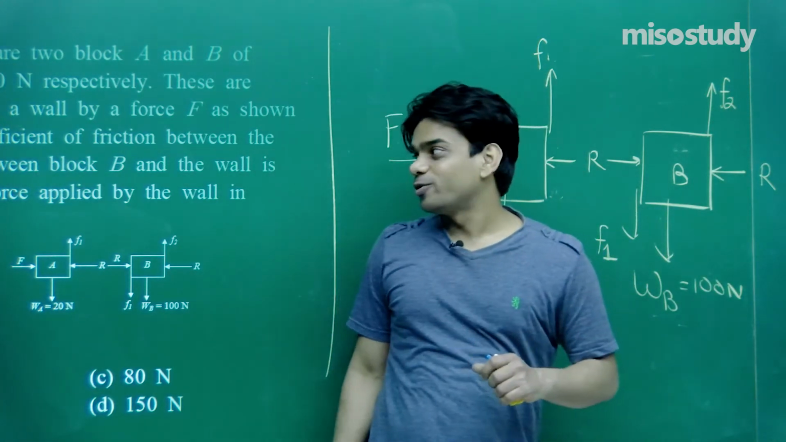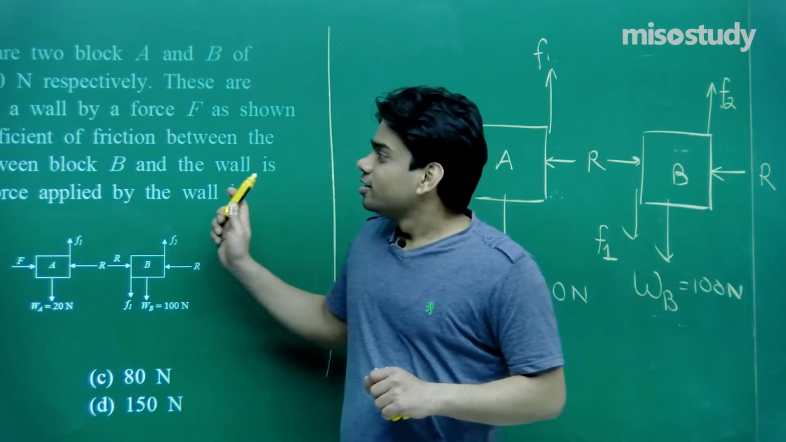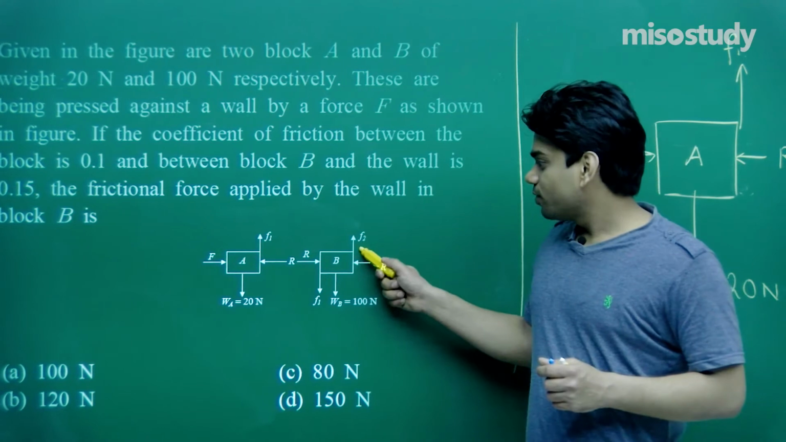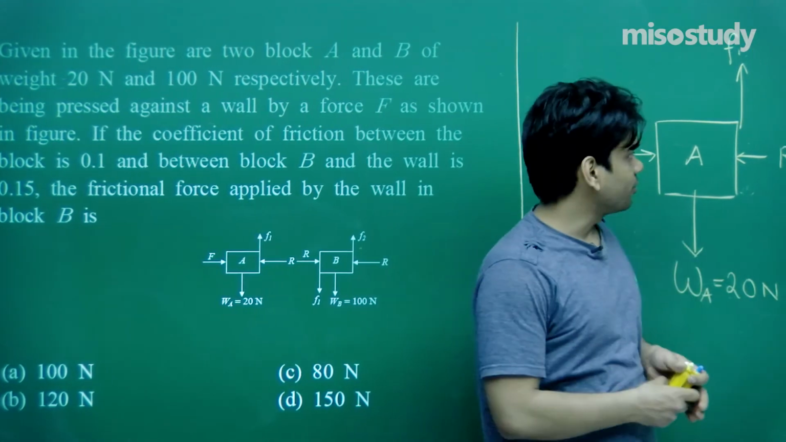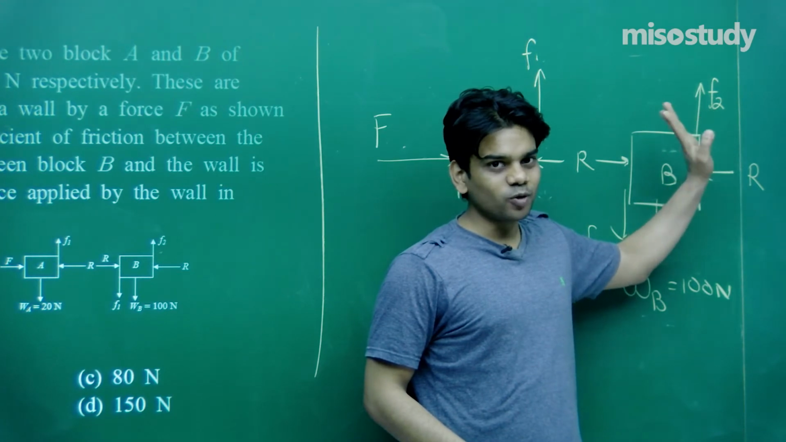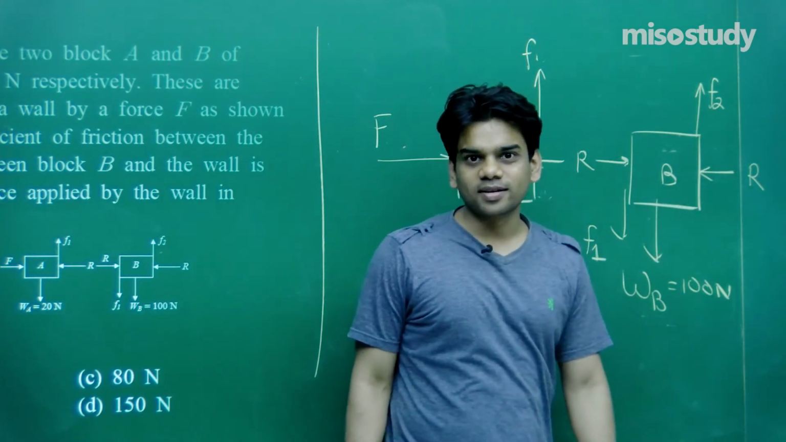We want to evaluate the F2 value, the frictional force applied by the wall on block B. So we need to find out the value of this F2, that is the frictional force on block B due to the wall. I hope that point is clear to you all.